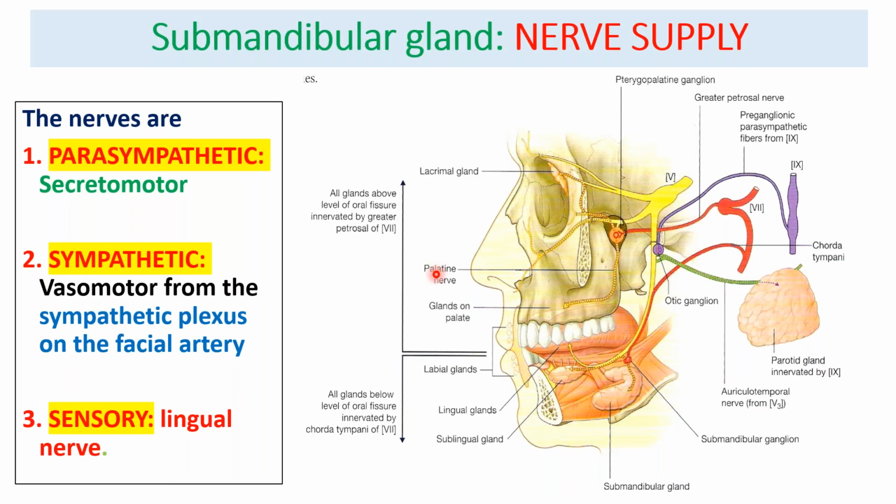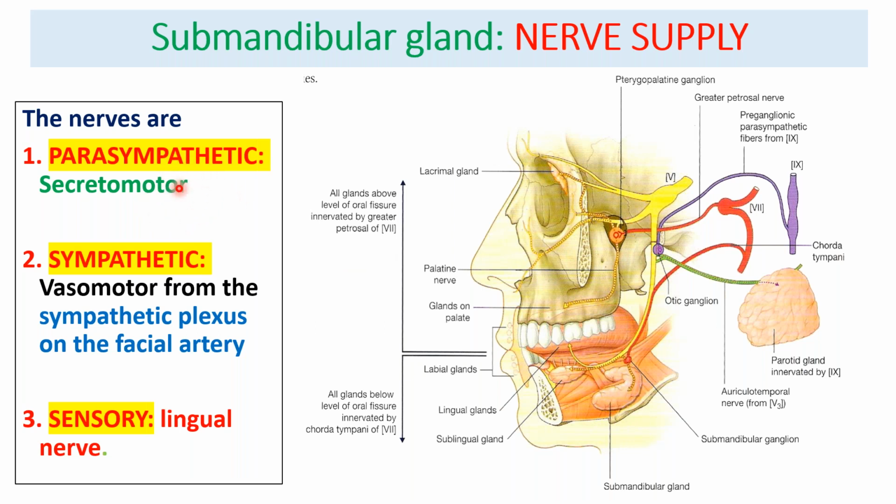Now we reached the very important part of the lecture, that is the nerve supply of submandibular gland. We have completed ciliary ganglion and we have completed pterygopalatine ganglion, and otic ganglion you have already done with the previous classes. So we are left with the submandibular gland nerve supply. So we'll talk about the submandibular ganglion today.